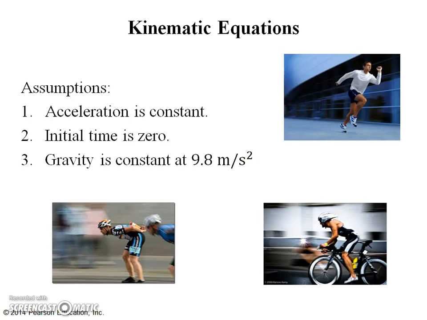Now before we begin, there are 3 main assumptions we are going to make when using these equations. The first and most important assumption to remember is that we assume acceleration is constant. That means the acceleration will stay the same value during a problem we're examining. The second assumption is that the initial time starts at 0 seconds. And the third assumption is that gravity is constant at 9.8 meters per second squared.